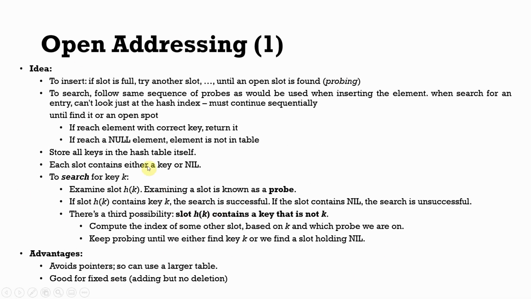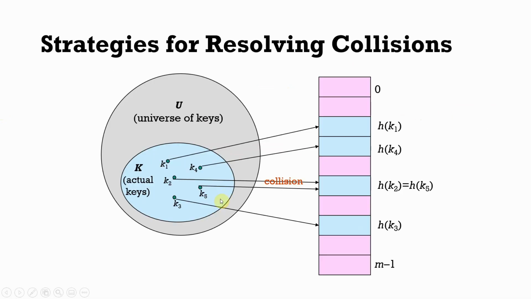So first, let's look at open addressing again, in general. The idea is that when you want to insert, if the cell or slot is full, try another slot until an open slot is found. You basically probe or search for an open and available slot, something that's available for insertion. When you want to search, we follow the same sequence of probes as used in insertion, right? When searching for an entry, you can't just look at the hash index.